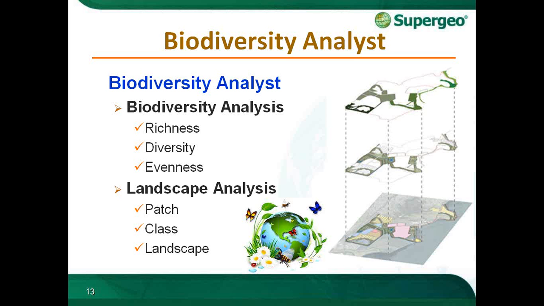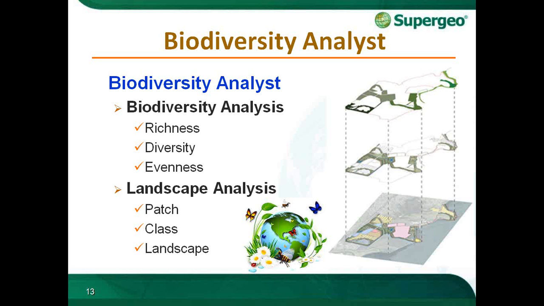Can you explain why? Actually, the biodiversity analysis is a unique analysis tool provided with SuperGIS Desktop, and it comes with the SuperGIS Biodiversity Analyst. We help our users, like ecologists or scientists, who want to know more about biodiversity or the landscape. So we let our users find out things like richness, diversity, or evenness, or more about the landscape of patches or classes.